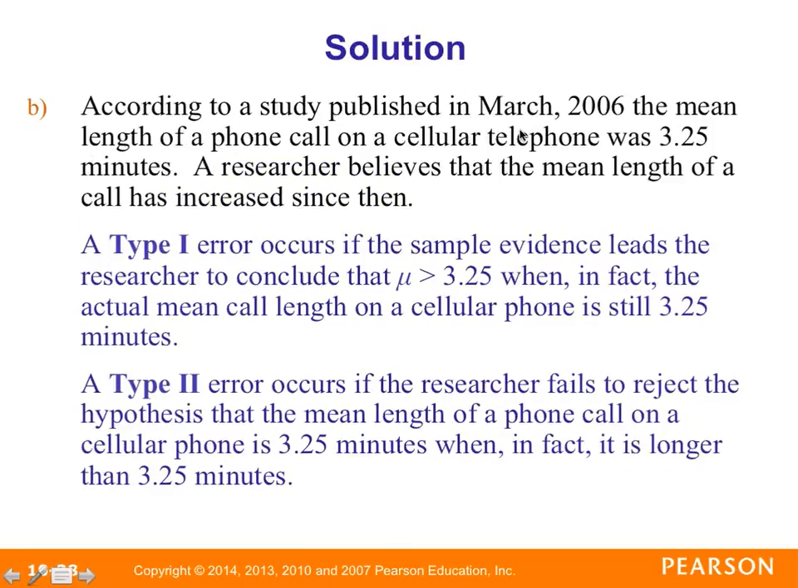Now if we look at this one, the phone call one, a type 1 error would mean that we would conclude that the alternative is true, that mu is greater than 3.25, when actually the actual call length of a cell phone is still 3.25 minutes. And then a type 2 error would occur if the researcher fails to reject the hypothesis that the mean length of a phone call is 3.25 minutes, when in fact it is actually longer than 3.25 minutes.